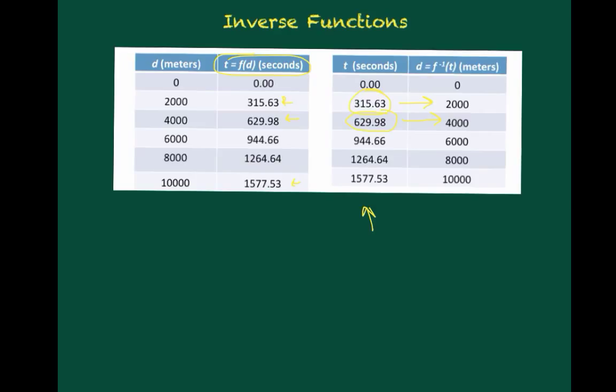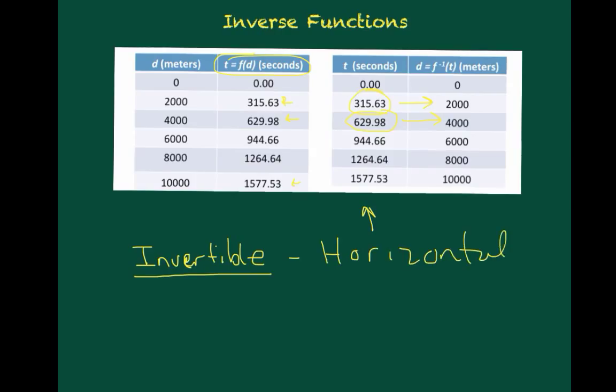But not all functions are invertible. An invertible function means that it has an inverse. Only those functions that pass the horizontal line test are invertible. Now, that should make some sense to you, because for a function to be a function, it must pass the vertical line test. And for an inverse to exist, it has to pass the horizontal line test. Let's take a look at the graph of an inverse function, and you'll see why.